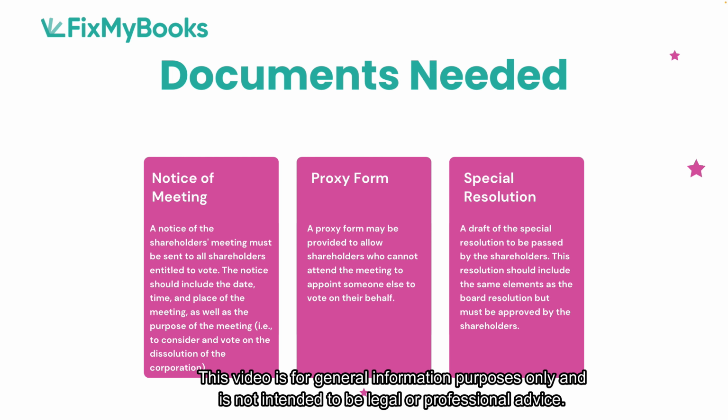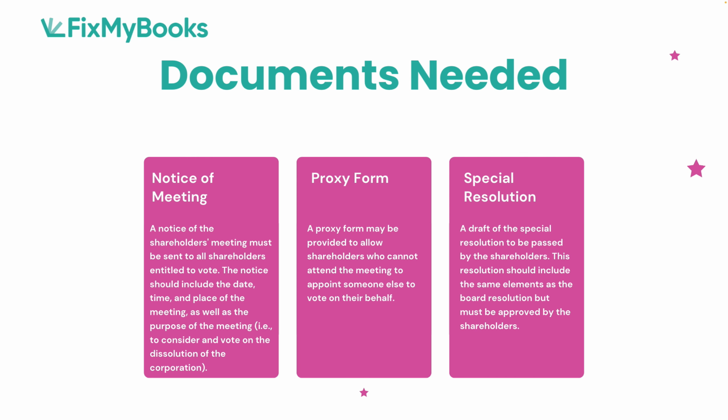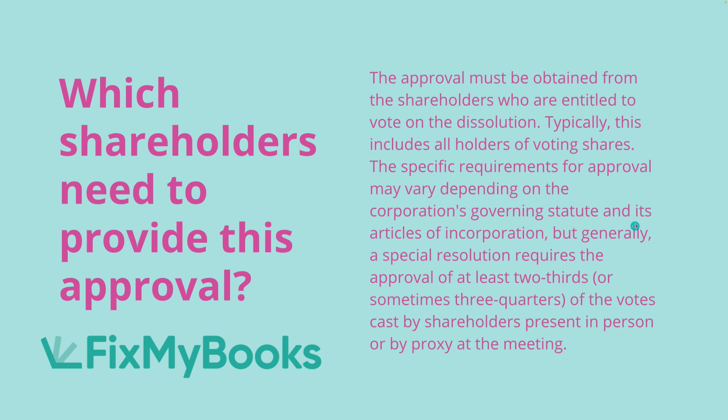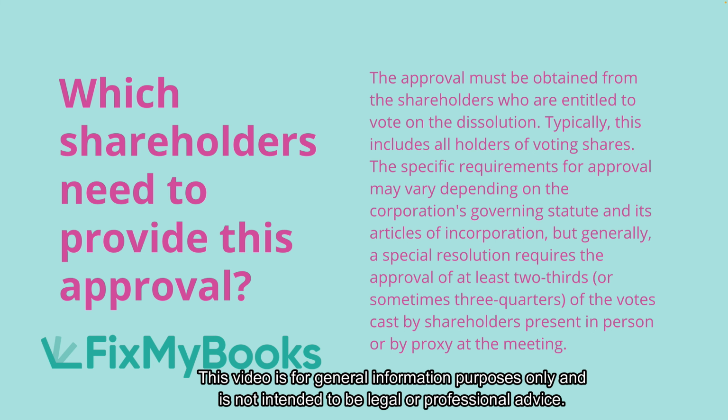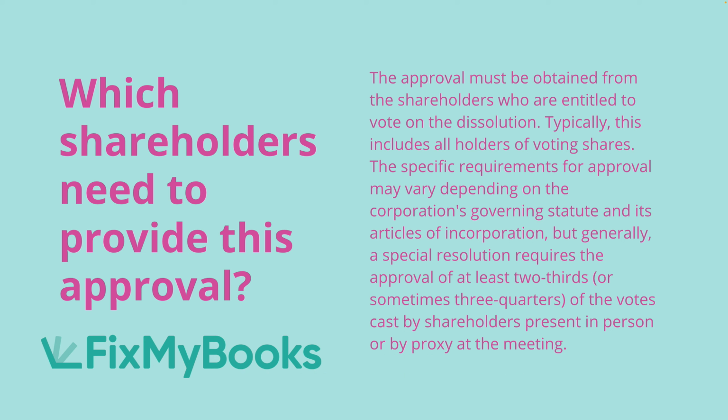So the last one is special resolution, a draft of the special resolution to be passed by shareholders. The resolution should include the same elements as the board resolution, but must be approved by the shareholders. Okay. So which shareholders need to provide this approval? The approval must be obtained from the shareholders who are entitled to vote on the dissolution. Typically, this includes all holders of voting shares. There's actually voting versus non-voting shares. We don't want to get into that, but if you have voting shares, then you are entitled to vote.